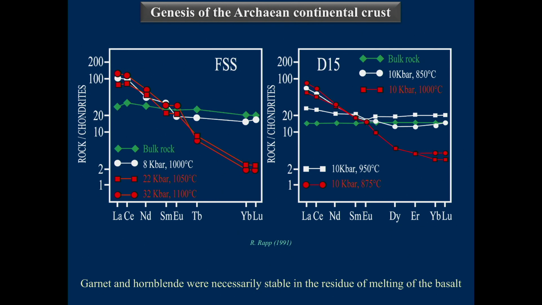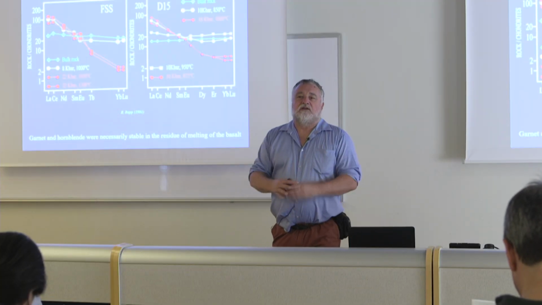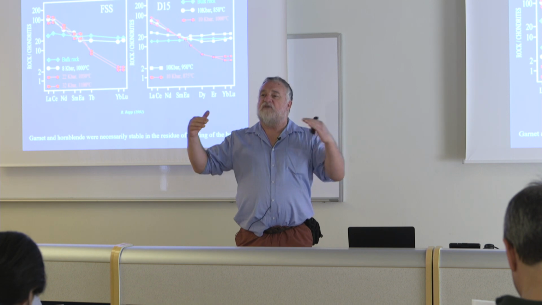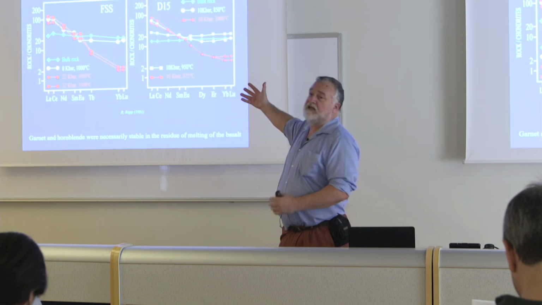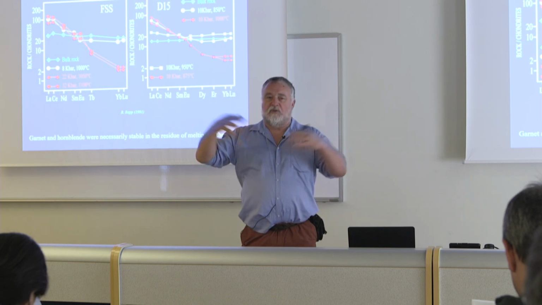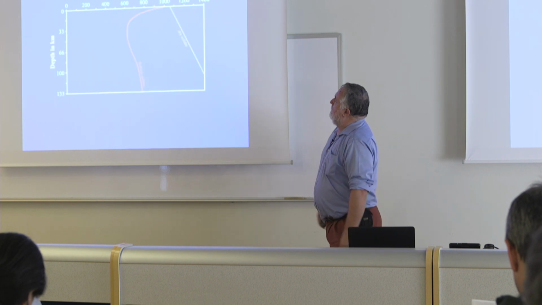So experimental petrology, experimental melting of basalt, shows that it's possible to obtain TTG by melting a basalt in the domain of stability of amphibole and garnet. So these are two approaches that converge towards the same conclusion. One is geochemical modeling, and this one is experimental petrology, and both show the same conclusion.